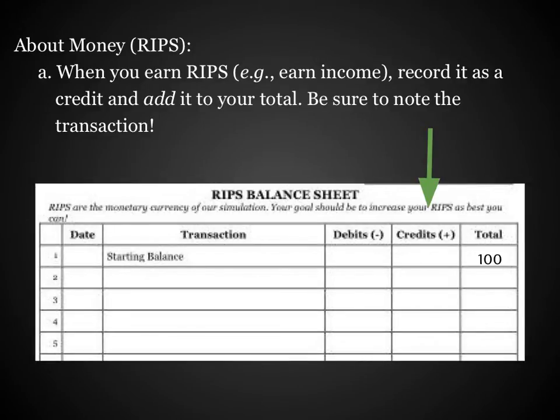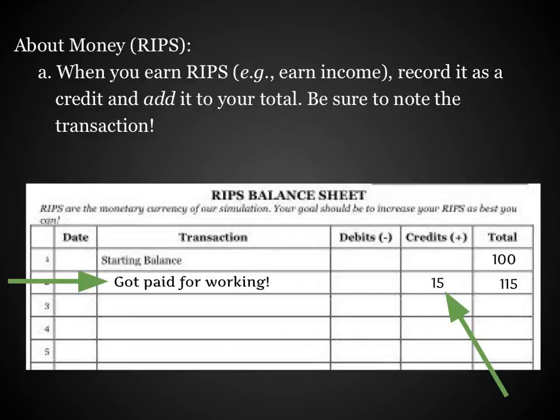You're going to have to be sure that you note what the transaction was on your RIPS balance sheet. So as you see here, someone got paid for working. Their credit is 15, and they're going to total their new amount of money. Instead of just 100 RIPS, they now have 115.